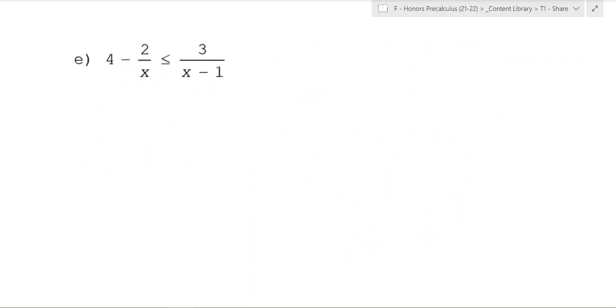So this one's very similar to the last. We have to combine everything into one fraction. So for example, we have our x minus 1, and then 1 right here. So if we want to get a common denominator, we're going to have to multiply.